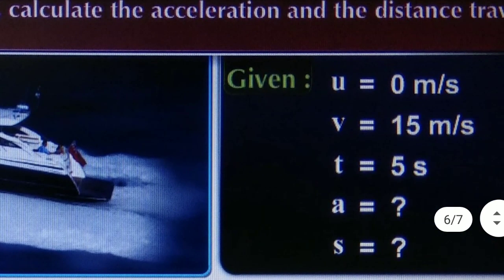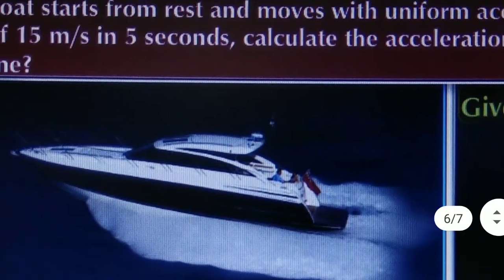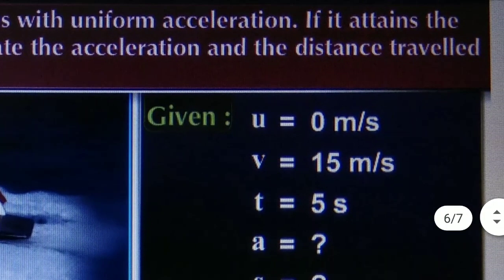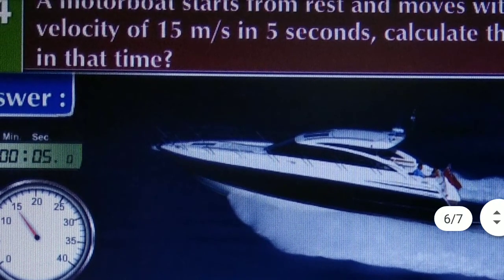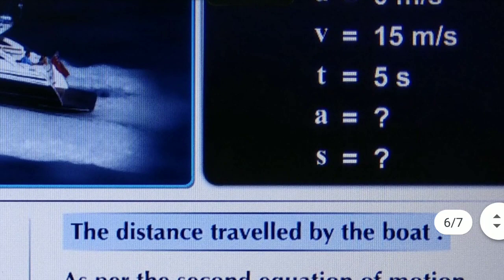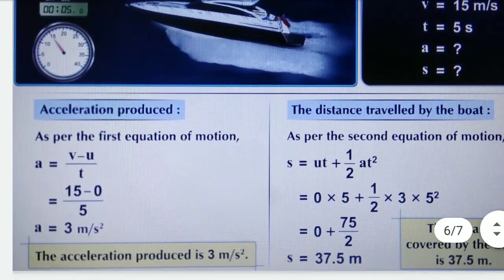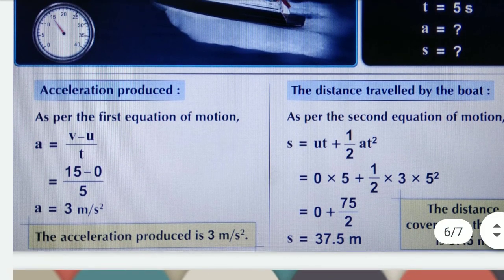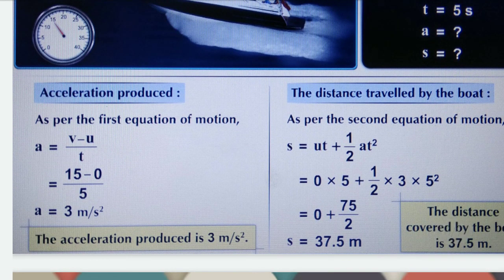That means v is equal to 15 meter per second, t is equal to 5 seconds, and we have to find out a and s. Calculate the acceleration and the distance traveled by it in that time. As per the first equation of motion, acceleration is the rate of change of velocity, that is a is equal to v minus u upon t. Therefore, a is equal to 15 minus 0 divided by 5. Therefore, a is equal to 3 meter per second square. The acceleration produced is 3 meter per second square.